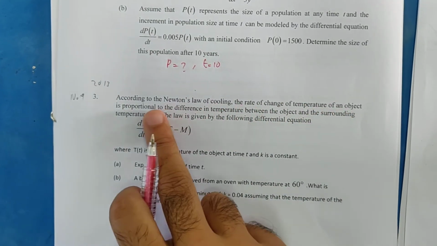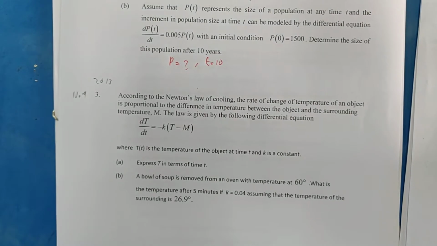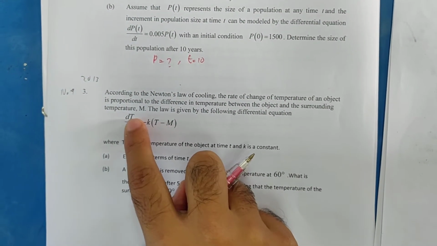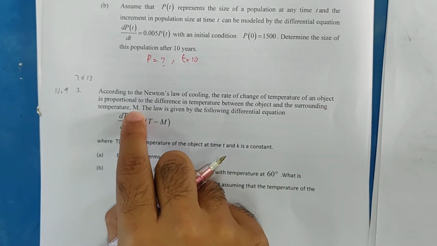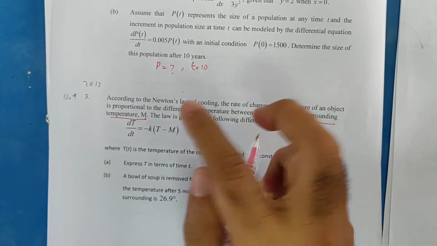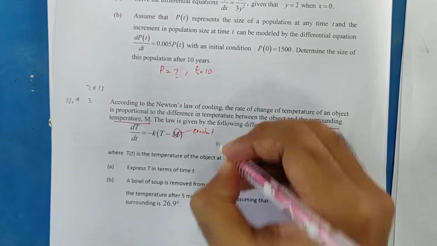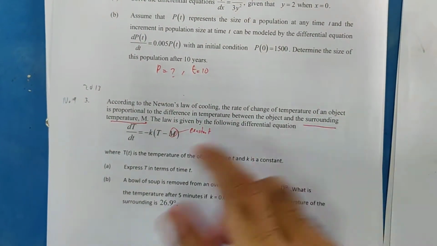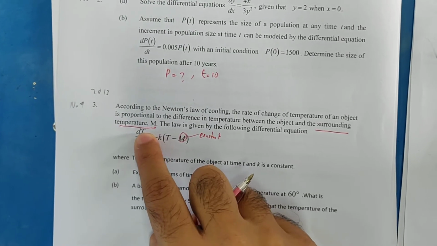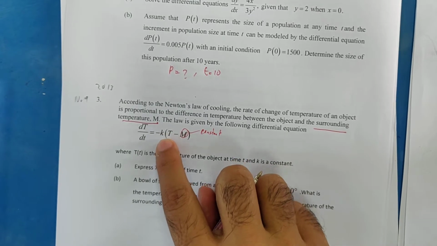Rate of temperature change, given that, not much information. A bowl of soup. There's a 2t over here: one is big T, one is small t, and there's an m here. It was written here, surrounding temperature m. So m is your surrounding temperature, and m is also a constant, because the surrounding temperature was given. You can also look here: there's a big T, there's a small t, m is not part of it, so m is a constant. k is also a constant.